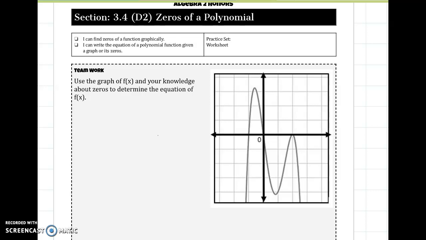Hey guys, today I'm going to go over 3.4, day 2, zeros of a polynomial with you. I'd like you to first take a second to work through this teamwork together.